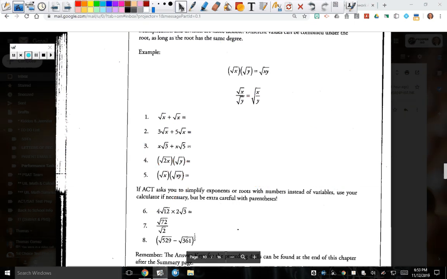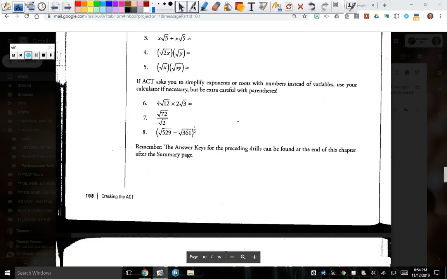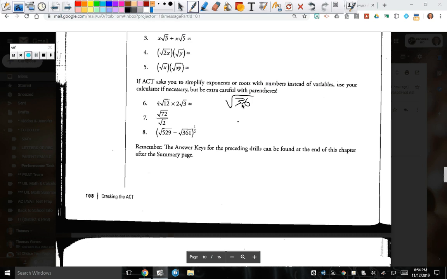So enough of variables, let's look at numbers. So 4 root 12 times 2 root 13. What's under the house? 36. What's outside right now? In cold weather. That was a joke. Anyway, so what is my final answer going to be? 48, because 6 times 8 is 48.